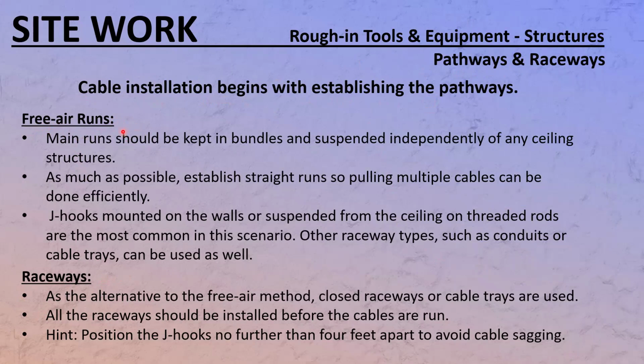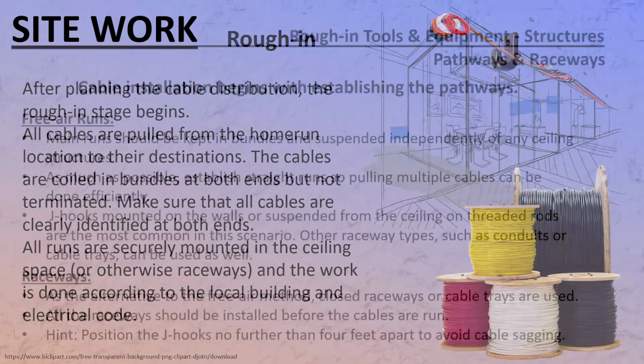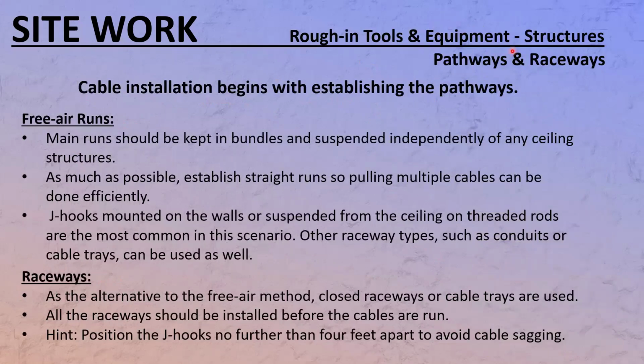Or in the J-hooks. Here's a J-hook, all right? And the J-hooks we have in class, so you know what they look like. All right, so free air runs. Main runs should be kept in bundles and suspended independently of any ceiling structures. That's why we use the J-hooks, or any kind of other raceways. We can't tie those wires to the rods that are holding the ceiling tiles frame.